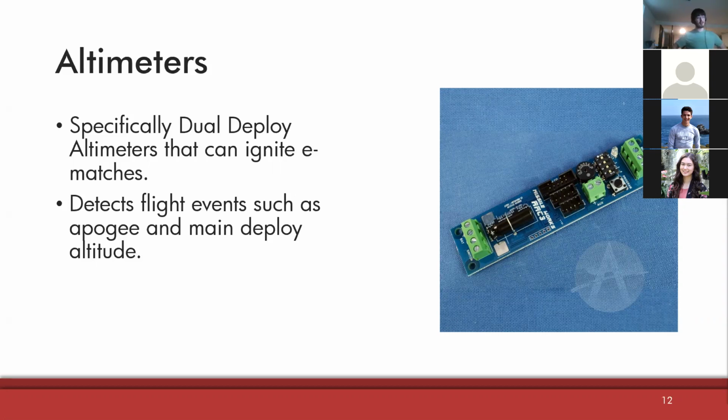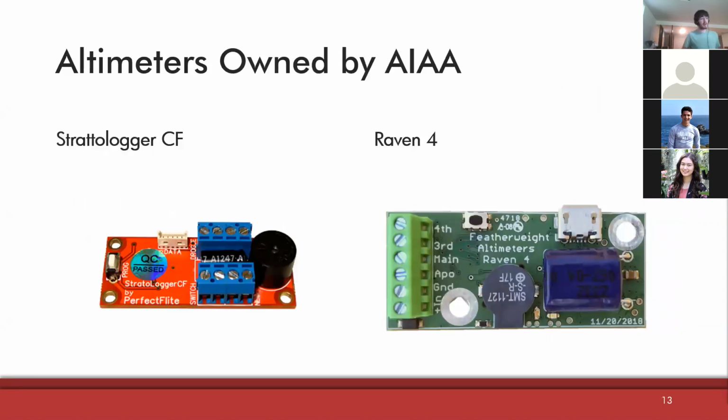And pictured is a RRC3, a MissileWorks altimeter. We've never owned one, but I know it's pretty popular, and I've seen some other teams at NASA use it. I personally prefer the term flight computer since I think that's a little more accurate, but dual deploy altimeter is generally more widely used. And here we can quickly see the 2 types of altimeters owned by the AIAA, that being the Stratologger CF and the Raven 4. And I think they do a good job of illustrating some of the differences you'll see in altimeters.